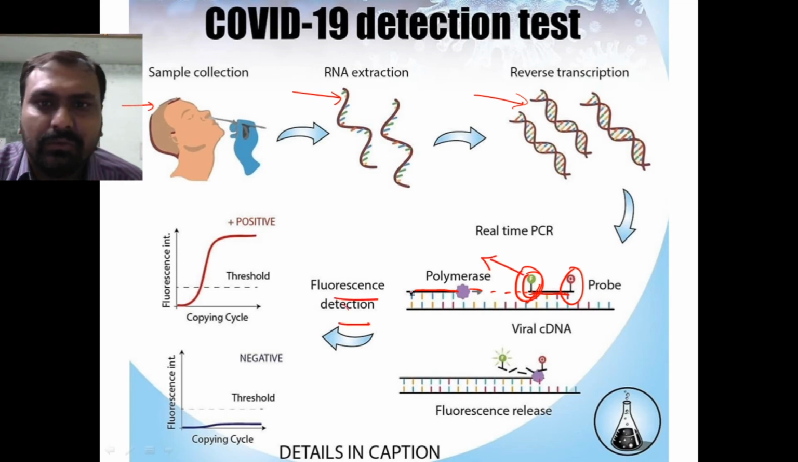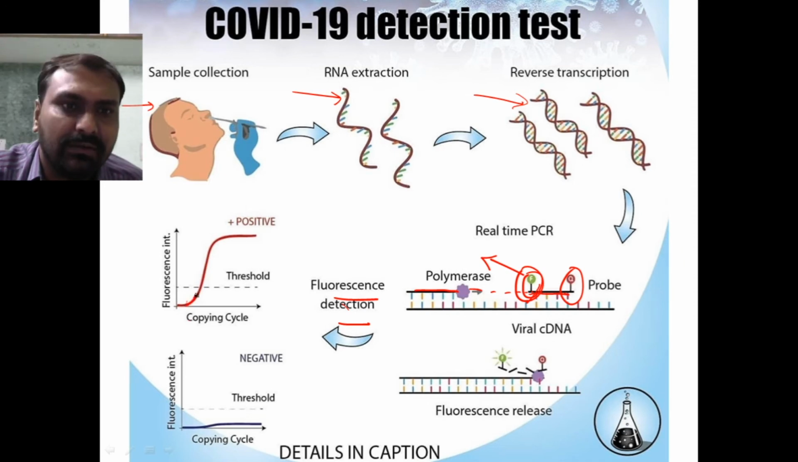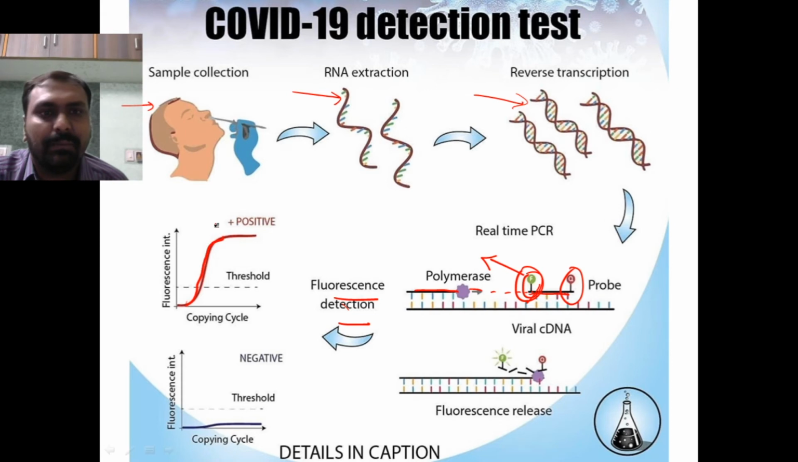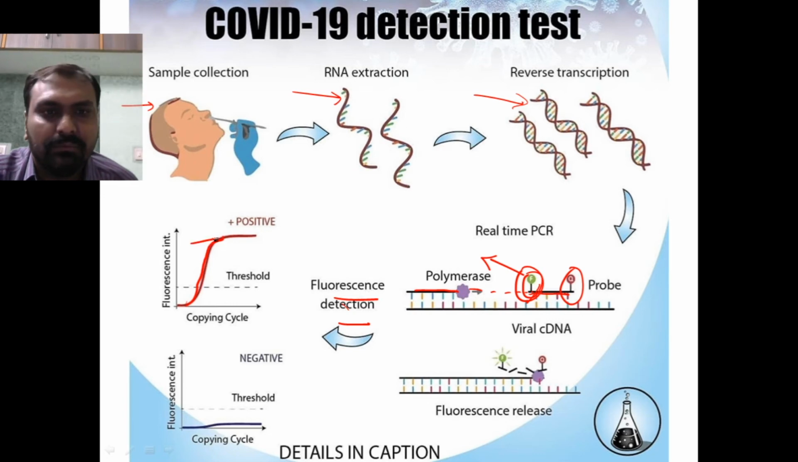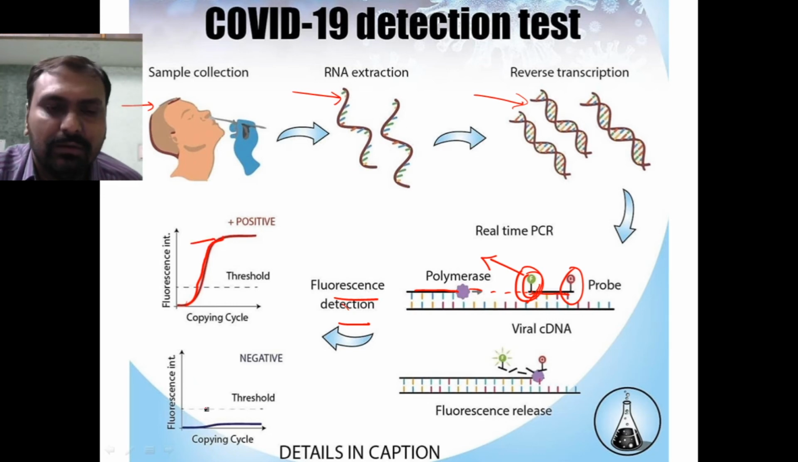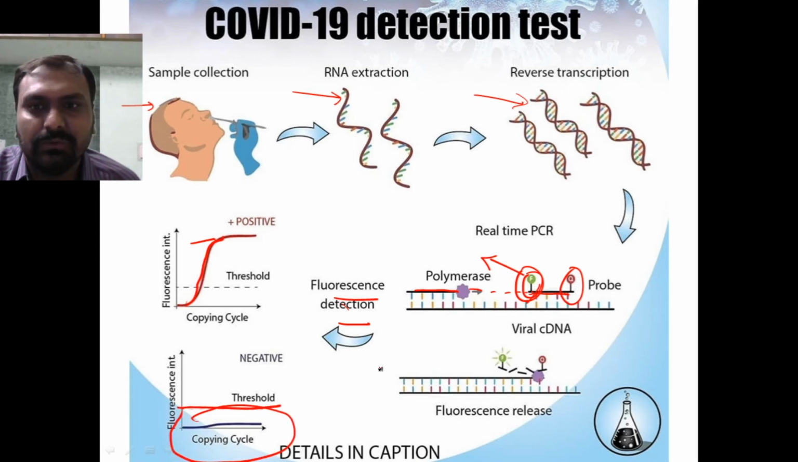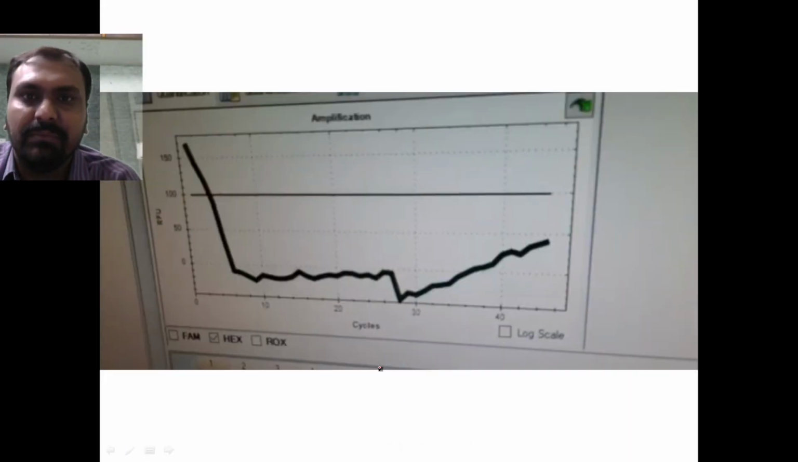So if the virus is present, once it is amplified, it will give the signal, and after a few cycles there is an exponential rise of the fluorescence signal. That is a positive. But if there is no sample, no virus in the patient, then you can see it is less than the CT value. So this is how fluorescence or real-time PCR works.